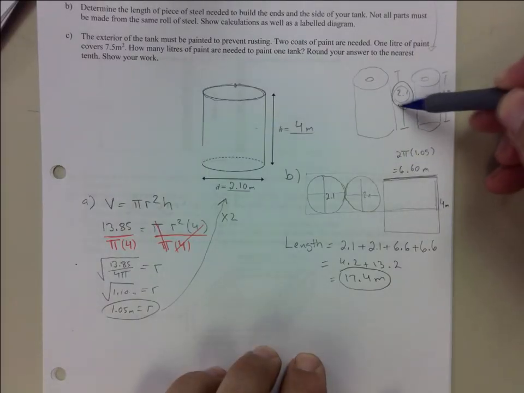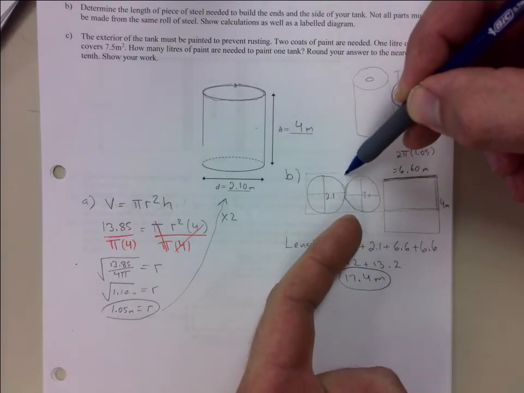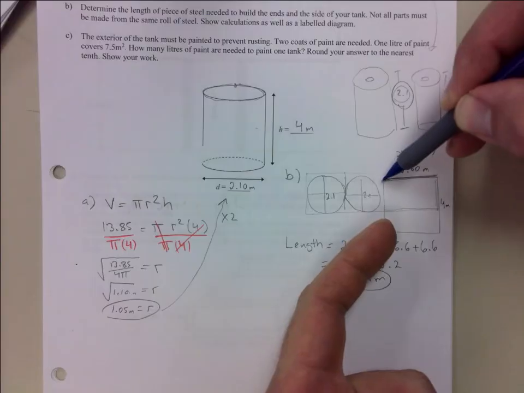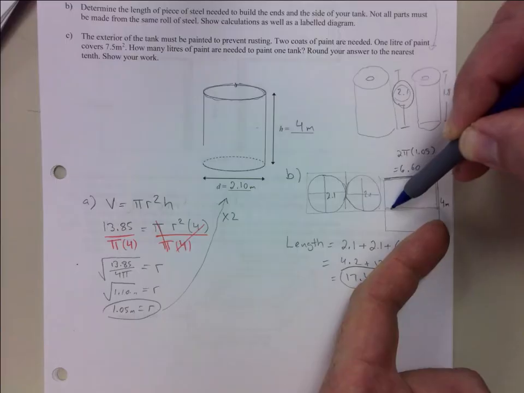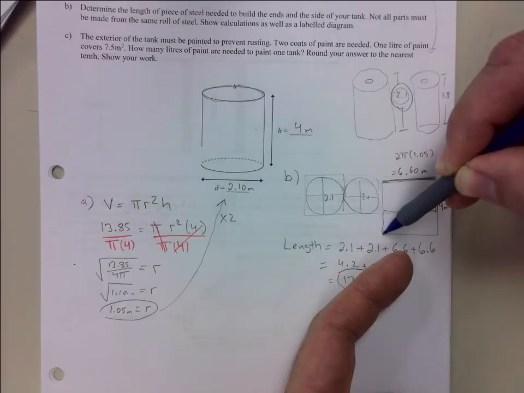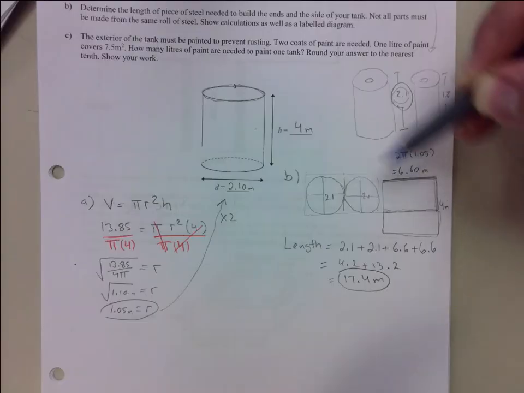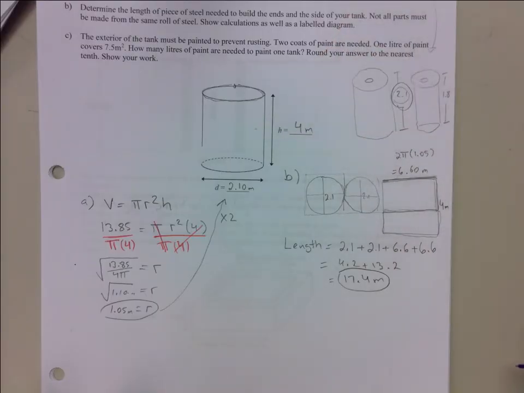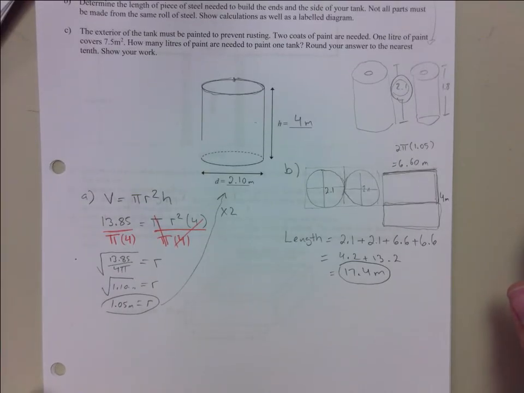So if I take the 2.1 roll, I need to roll it out to make sure I have 2.1 in length, right? Cut it. 2.1, I would cut it here. I need 6.6. And that roll takes care of this part. And then I need another 6.6 here to account for that bottom part of the side. Okay, so in theory, 17.4 meters is needed.